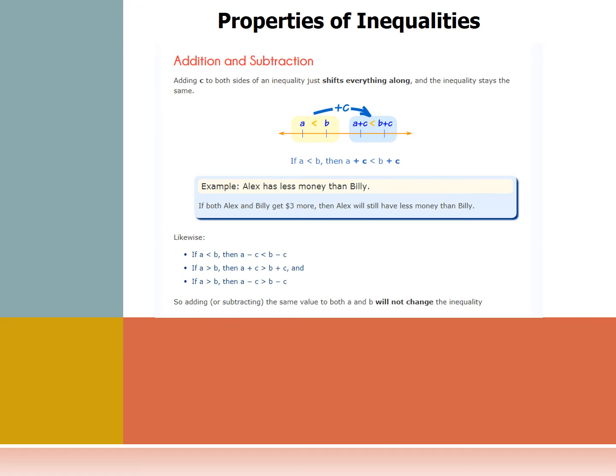If A is greater than B, then A plus C greater than B plus C. So nothing changed for the inequality sign or for the position of the numbers. If A greater than B, then A minus C greater than B minus C. So if we add or subtract anything from the inequality, nothing will change. Adding or subtracting the same value to both A and B will not change the inequality. Okay, remember that, addition and subtraction.